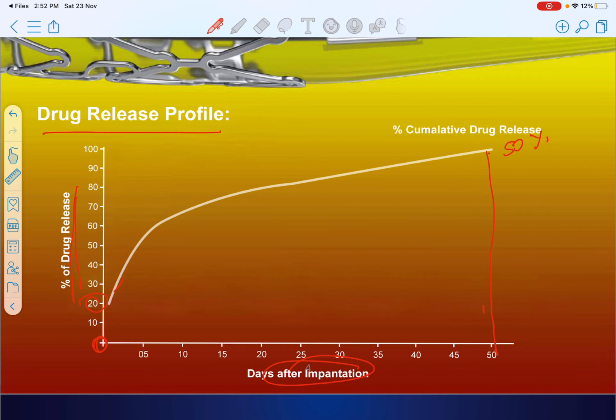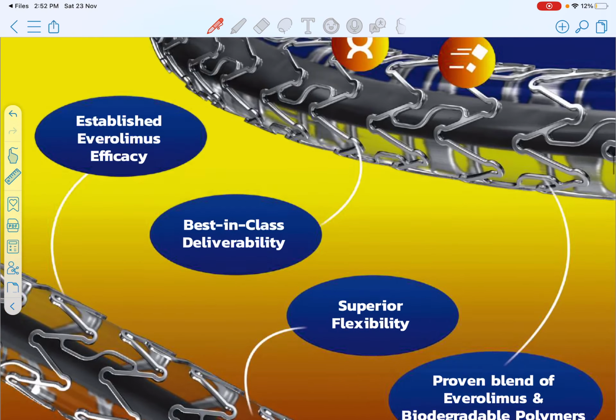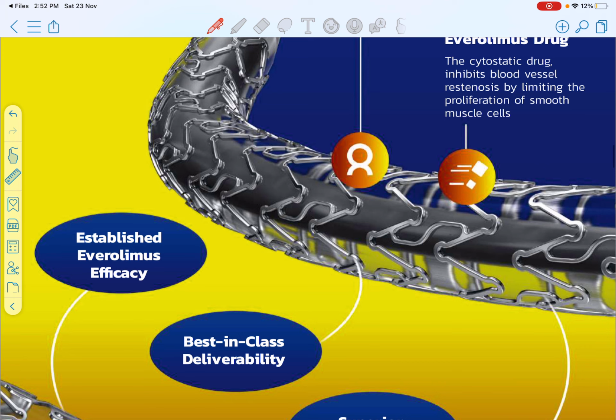Okay, then we go to the design of the stent. We can call this an open cell design. What does open cell design is? We can see here that the stent has some windows. The stent is not a full-on metal. There are some windows. What's the advantage of the open cell design?